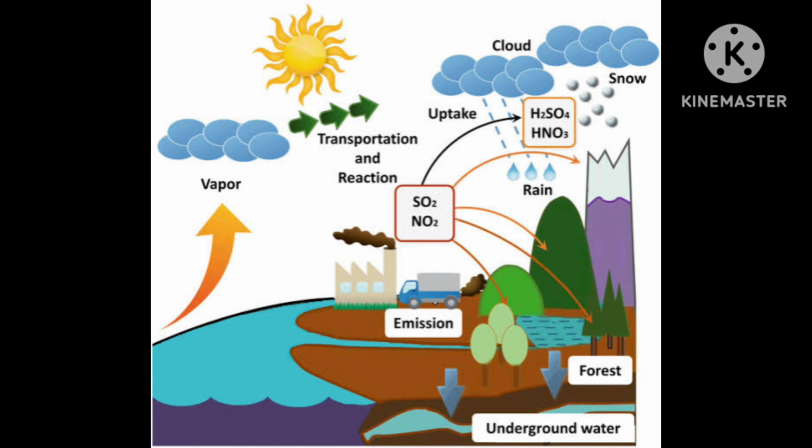Acid rain damages buildings and other structures made up of stone or metals. The Taj Mahal in India has been affected by acid rain. In that way, it is affecting many structures made up of metals or stone. Now I am stopping only here.